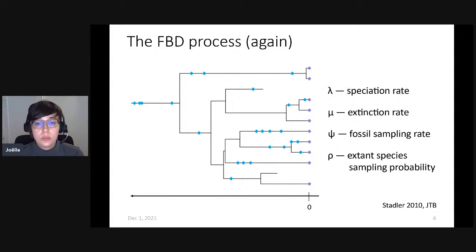One thing to note is that the model is only identifiable if 1 out of 4 parameters is fixed, so they cannot all be co-estimated. What's usually done in empirical FBD analysis is that the extant species sampling probability is fixed, because that one is generally better known than all the others.